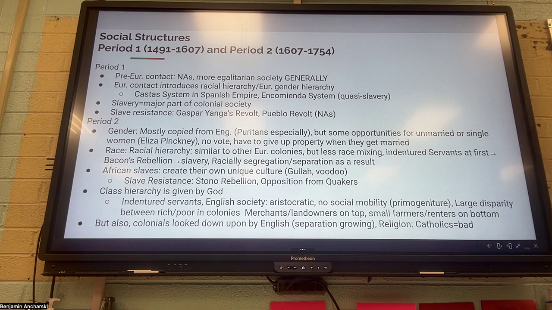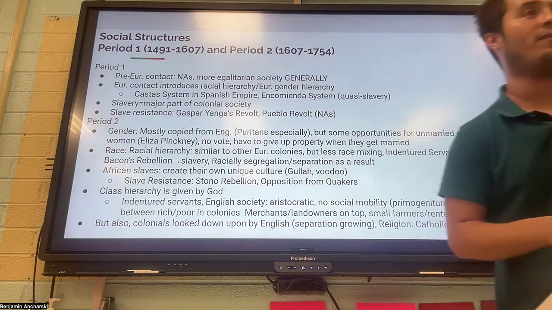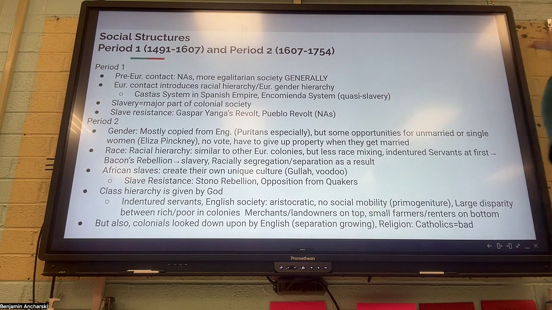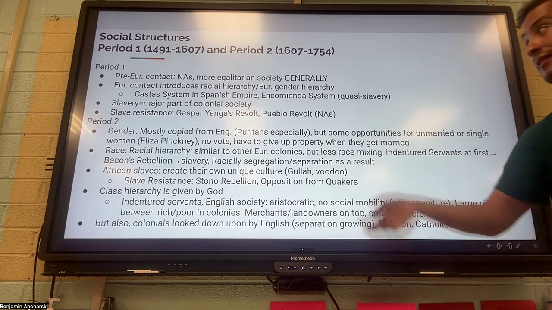Now, at the same time, we did see several different types of resistance, including the Pueblo Revolt for Native Americans. Other results we saw in earlier times, and later times we get to the Stono Rebellion in period 2. We see Gaspar Yanga, he's a guy from those maroon communities. So we see uprisings against the system. People didn't just take it sitting down.